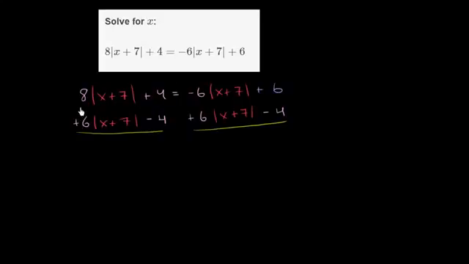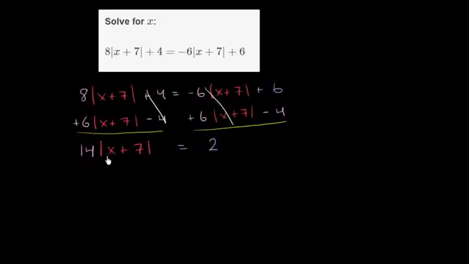So our left-hand side, if I have 8 of something, in this case the something is absolute values of x plus 7, but if I have 8 of something and I add 6 of that same something, I now have 14 of that something. So that's going to be 14 times the absolute value of x plus 7. The 4 and the negative 4 cancel out, and that was intentional. The negative 6 and the 6 absolute values of x plus 7 cancel out, and that was intentional. And then we're left with 6 minus 4, which is just 2. So that's going to be equal to 2.